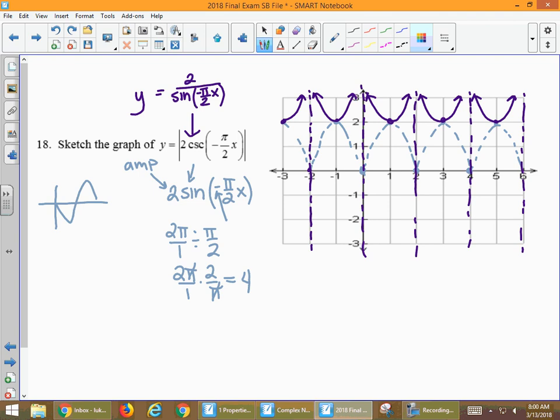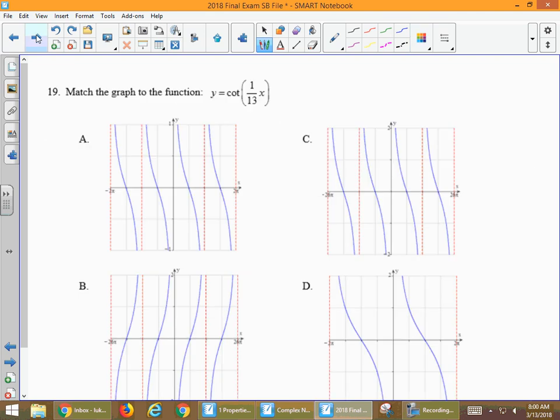All right, last trig graphing example on the review packet. Match the function cotangent of 1 over 13x. This problem is 100% about what the period of cotangent is. So remember, cotangent and tangent work differently than sine and cosine. Cotangent and tangent have a period of pi.